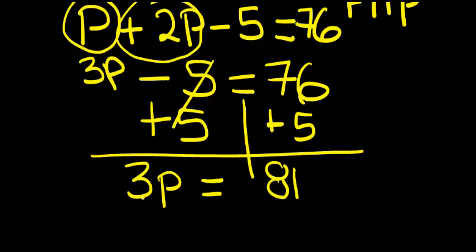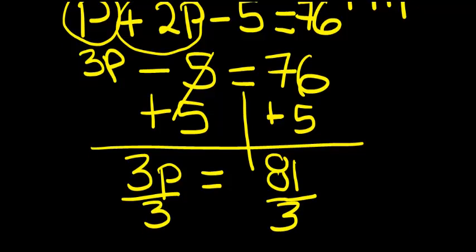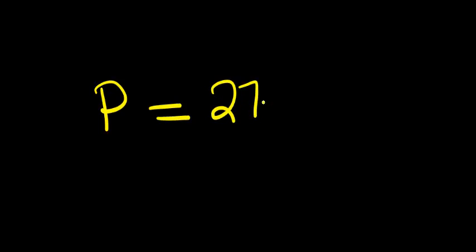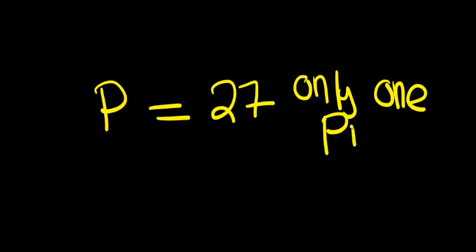But I don't want 3P. I just need P. So I'm going to divide each side by 3. And when I do that, I determine that P is equal to 27. Am I done? No, because this was only one piece. I need to calculate the other piece.